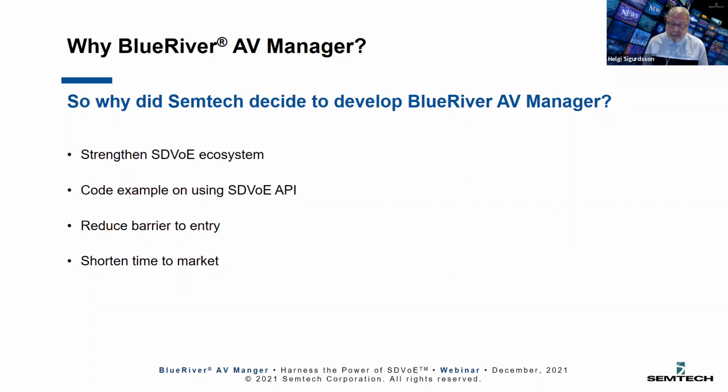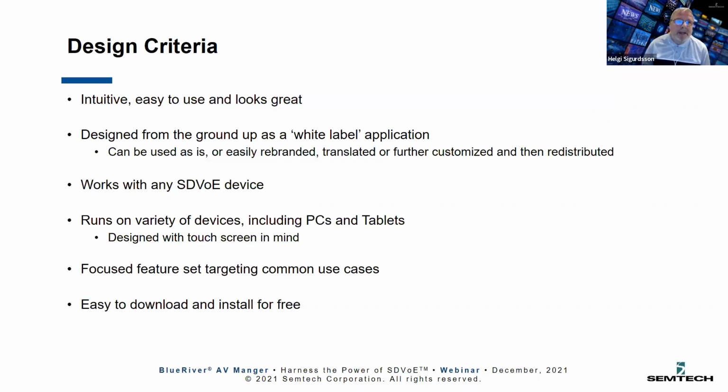And then, by having this example, anyone who wants to develop an actual targeted user experience software has a starting point like the blueriver AV Manager, so it's basically faster. It shortens the time it takes. So when we started looking into what we wanted to put into this application, of course, we wanted something that looked good and was intuitive. We wanted something that was easy to understand, what you're doing in there, and also easy to use.